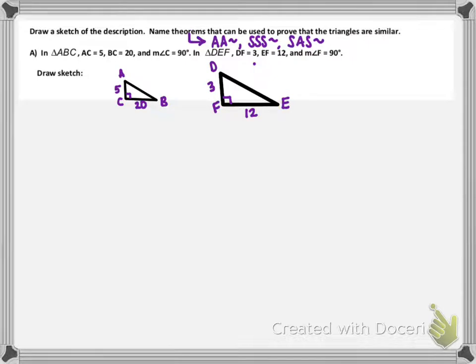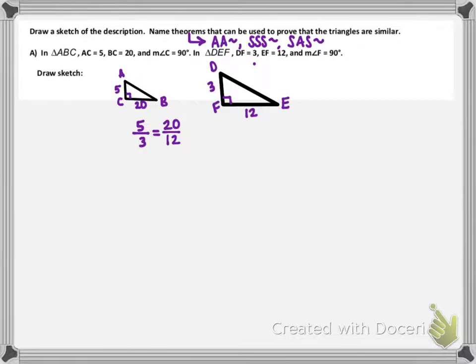So we want to decide, are they similar? The one that we would hope that we have right now is side angle side, since I only have 2 sets of sides and I have 1 angle in between. So the angle in between is already congruent. Now we just have to compare the sides. So let's compare the shortest sides. The shortest side from ABC is 5. The shortest side from DEF is 3. Man, I didn't draw that to scale. The longest side in ABC is 20, to the longest side in DEF, which is 12.